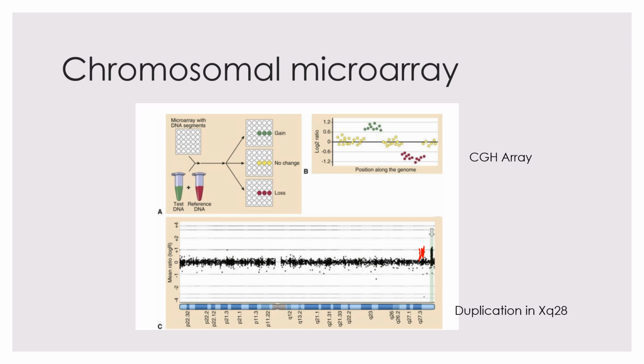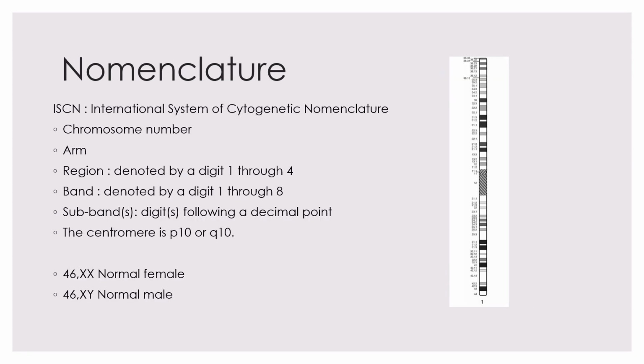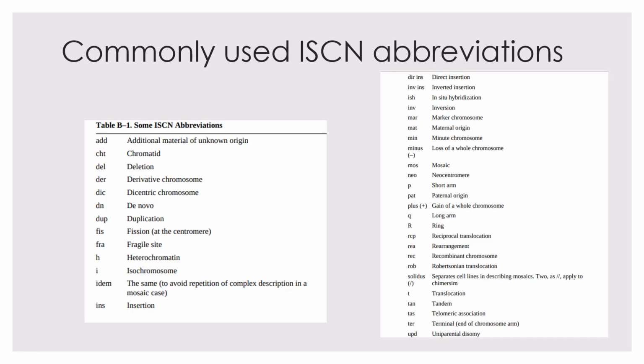So each arm is divided into regions, say 1, 2, or whatever. This ISCN is nothing but the International System of Cytogenetic Nomenclature. According to that, if a region of the chromosome is missing, deleted, it's called a deletion, of course, right? And it's abbreviated as DEL. If it's duplicated, it's written as DUP. If there is an inversion, it's written as INV.